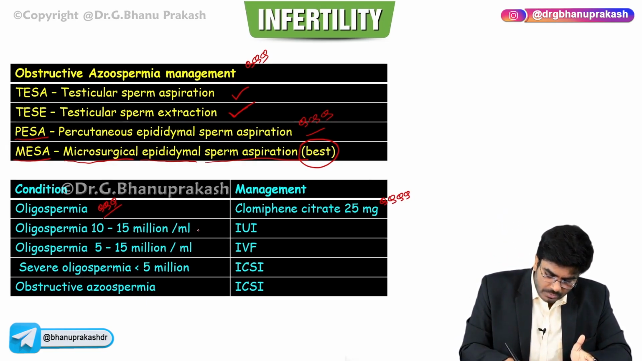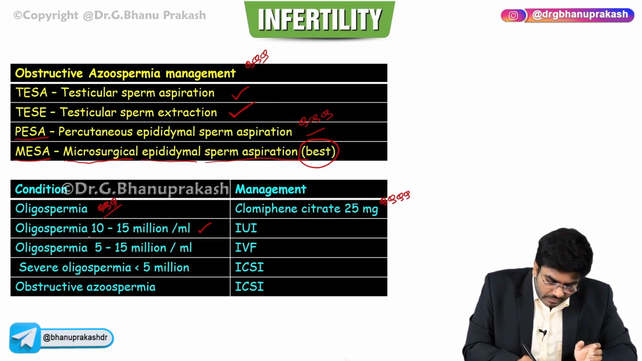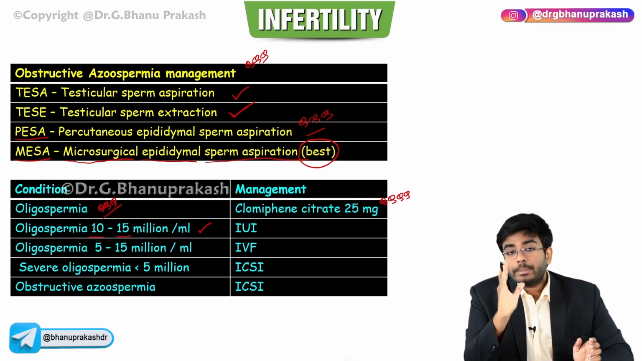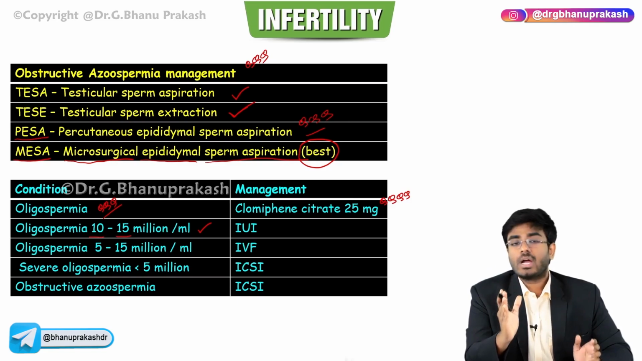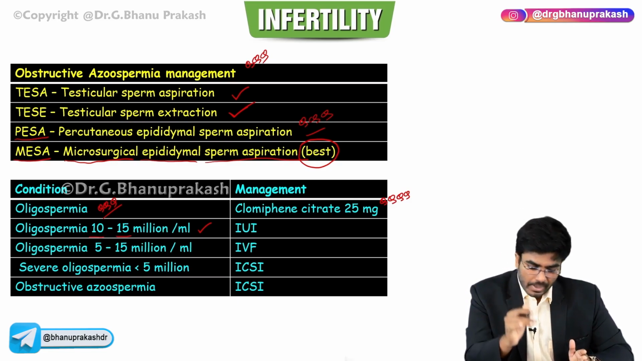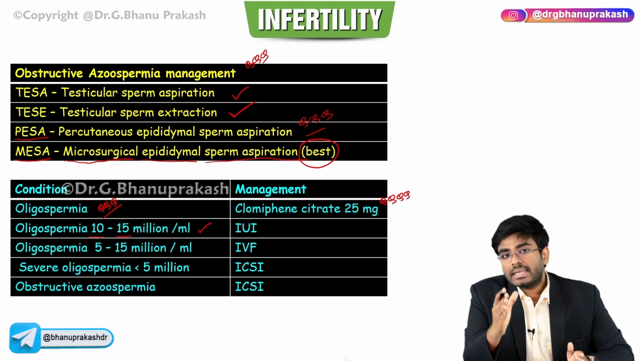Guys, there is this oligospermia. The count of sperms is somewhere between 10 to 15 million. See, normally more than 15 million sperms are needed. According to WHO, more than 15 million per ml are needed. But there is this male who is having 10 to 15 million sperms.